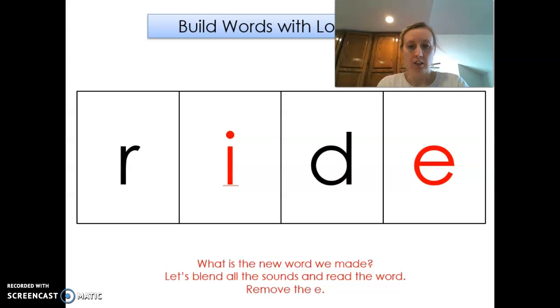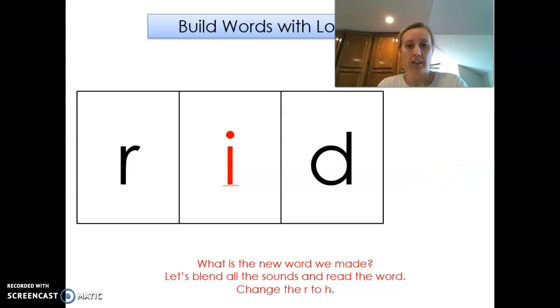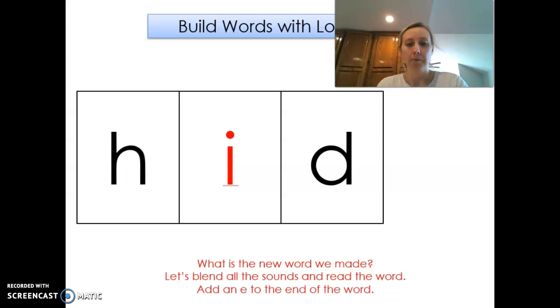Change the w to r. Rise. Change the s to d. Ride. Get rid of the e. Rid. Change the r to h. Hid. Add an e to the end. Hide.